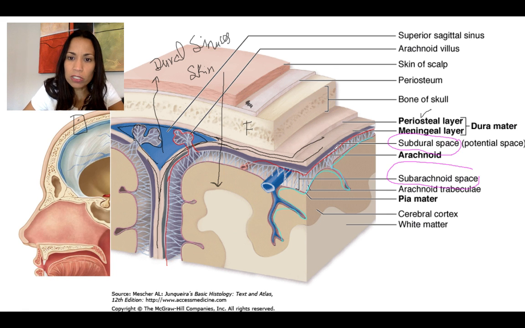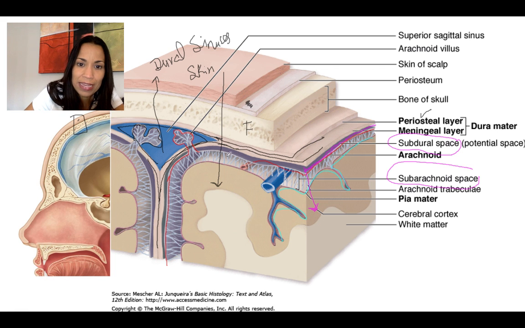That subdural space, subdural under the dura mater. So this is the subdural space that we call a potential space because it actually doesn't exist. But if there is bleeding or inflammation, accumulation of fluids, it can create a space in there. And if we have accumulation of fluid or blood in here, it can push and compress the brain tissue.